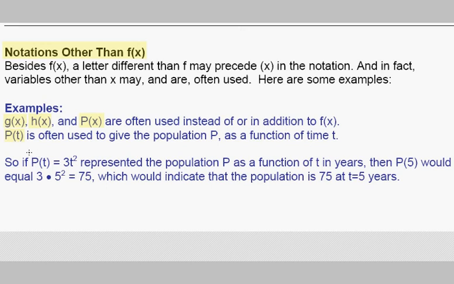If p of t equals 3t squared represents the population p as a function of t in years, then p of 5 would equal 3 times 5 squared, which equals 75. What we're really saying here is the population at 5 years will be 75. We're really saying the same thing as f of x equals 3x squared, or without the function notation, this is really the same as y equals 3x squared. But by using function notation, we give a label to the formula.